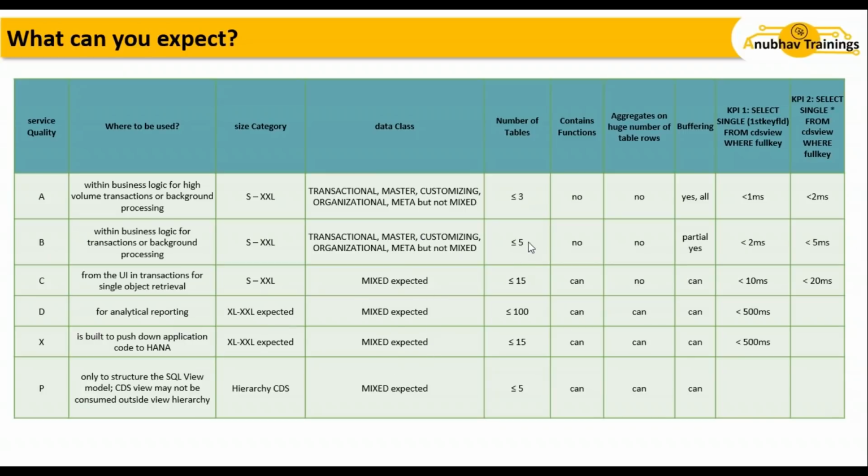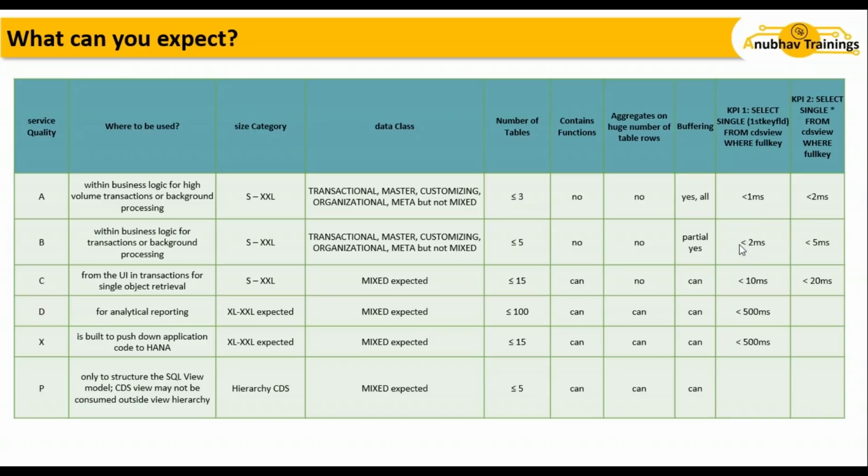If there are less than 5 tables involved, you would probably want to go with service quality B, which is of any category, any type of data, doesn't matter. These A and B are mainly used for business logic, which are transactions and background processing, which you used to do in classical ERP. That can now be implemented with these service qualities, size category and data class, and this is the output response time you can expect.